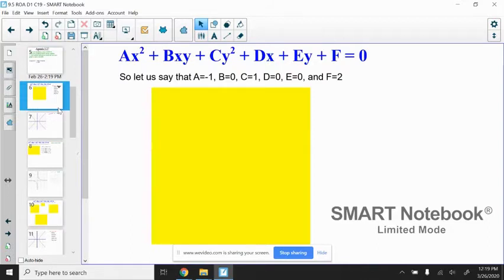Once again, ax squared plus bxy plus cy squared plus dx plus ey plus f equals 0 is that equation that for us defines any particular conic. So let us hypothetically say that a is equal to -1, b is equal to 0, c is 1, d is 0, e is 0, and f is 2. I'm going to take all those values and plug them straight into this equation and see what I end up with. I've already taken the time to type this out, so hopefully the video itself will be quicker.